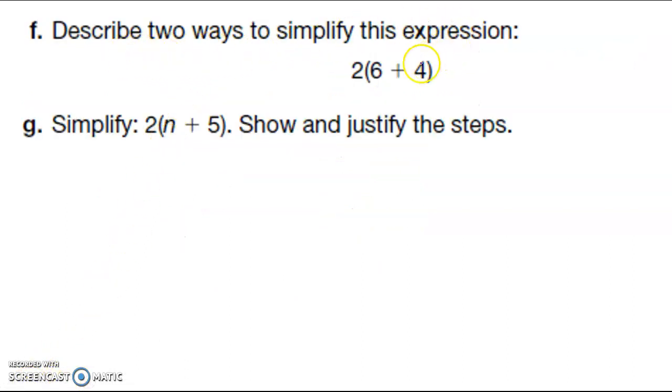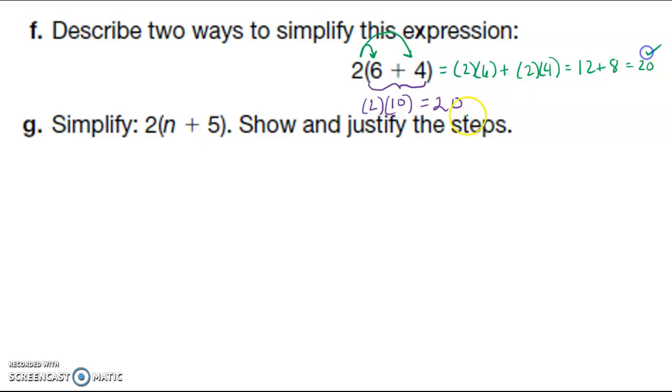Describe two ways to simplify this expression. Okay, we just did this type of problem. So 6 plus 4 is 10, and then we multiply by 2, which gives me 20. Or if we're going to distribute, we distribute the 2 to the 6 and the 2 to the 4. 2 times 6 plus 2 times 4. Let's see if we get the same answer. I get 12 plus 8, which is 20, so I get the same answer.